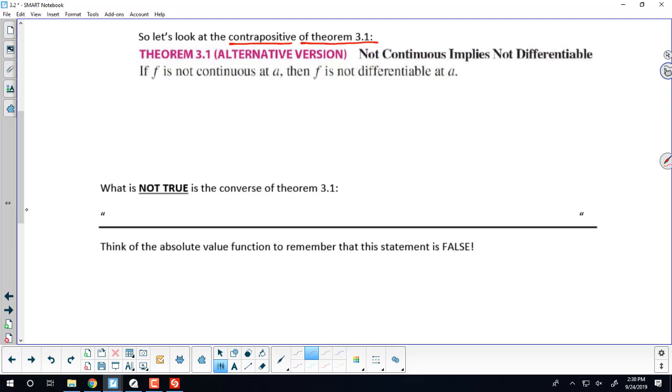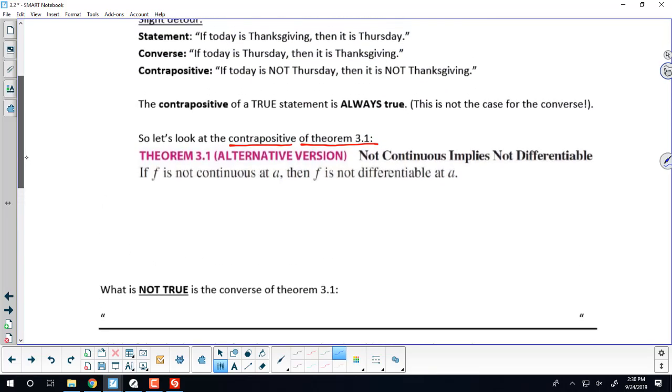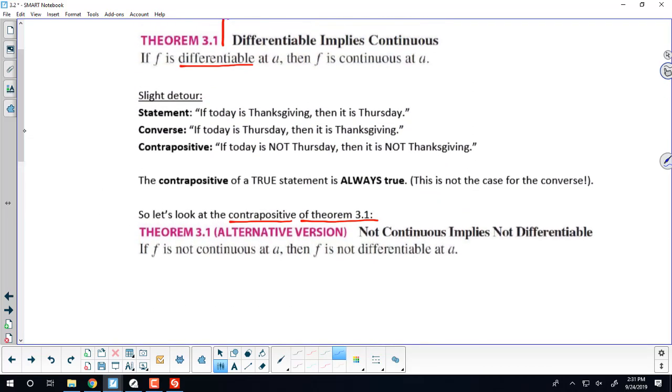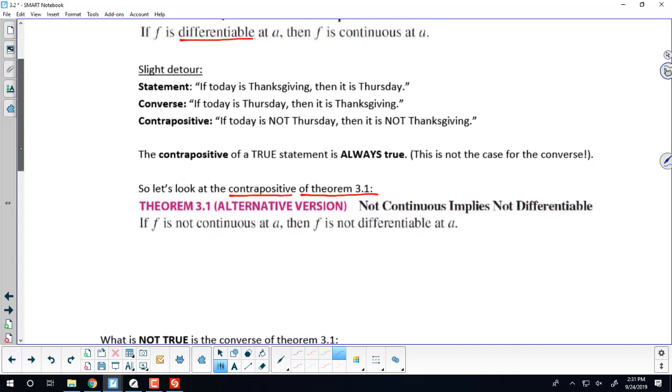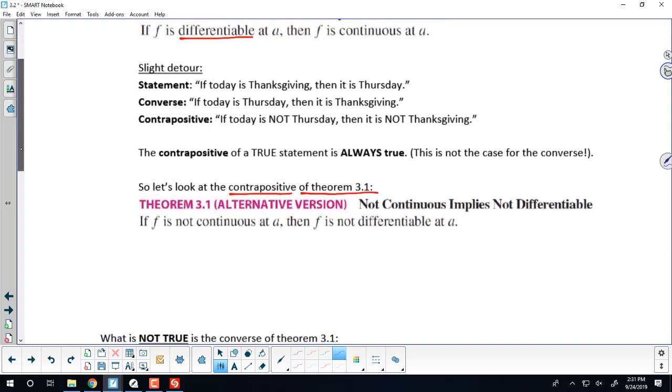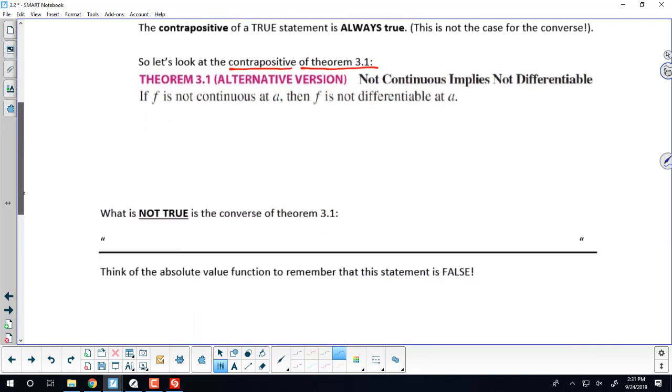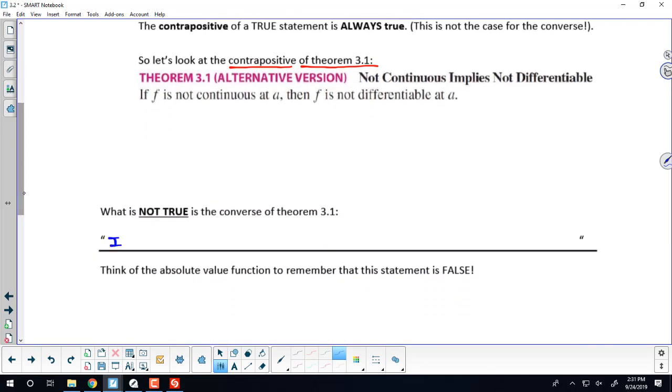What is not true is the converse of theorem 3.1. So what is the converse of theorem 3.1? Well, we just take the assumption and conclusion and flip them. The converse is not true. The statement that is the converse of 3.1 is: if a function's continuous, then it's differentiable. We'll abbreviate that: if f is continuous at A, then f is differentiable at A.